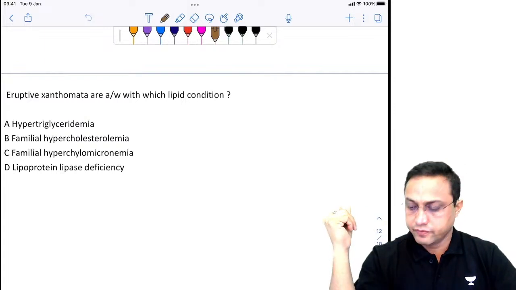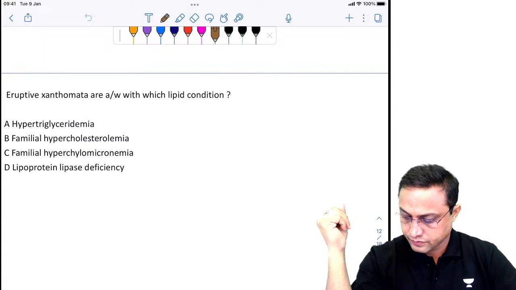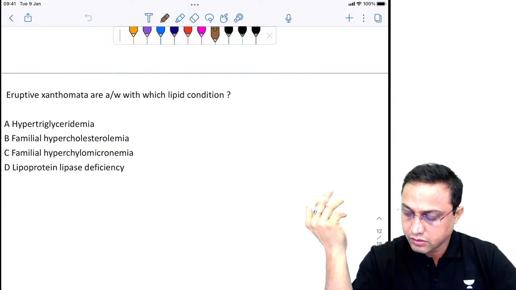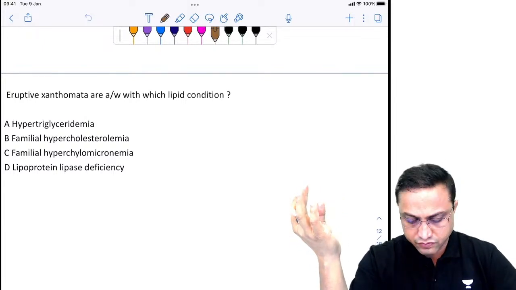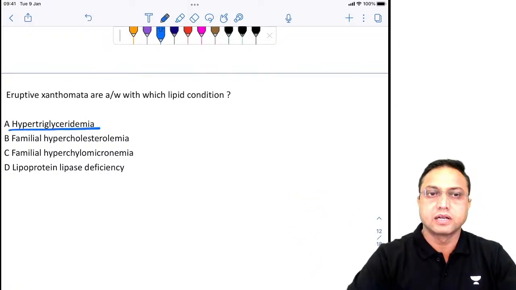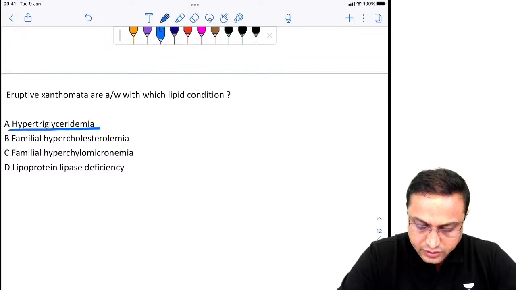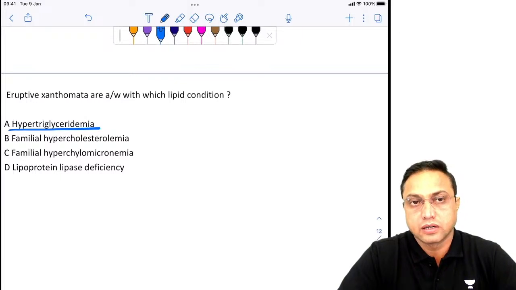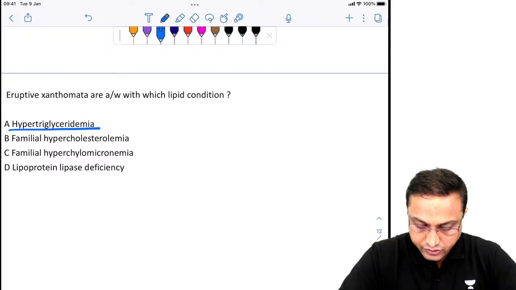Hanji, guys, can we discuss? So eruptive xanthomas are associated with which lipid condition? I think this is a very easy question. So the answer is going to be hypertriglyceridemia. This is the characteristic feature of eruptive xanthomas.